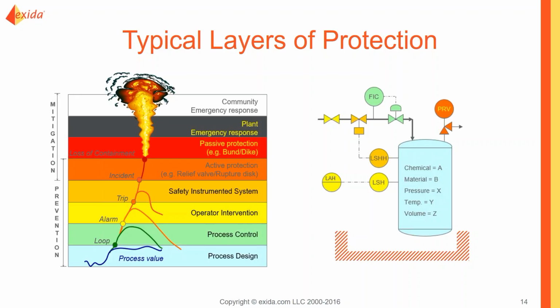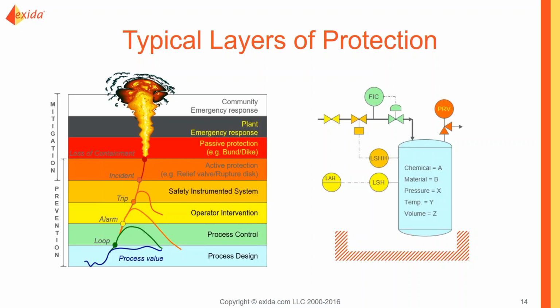So this is a vessel filled with a potentially hazardous chemical, and in this case, we don't want the vessel to overflow or overpressure. So we have a number of protection layers here. It's color-coded. Hopefully you can see that. The first protection layer is your process control. So this would be your FIC. That would help you to close the valve on the inlet flow to the vessel.